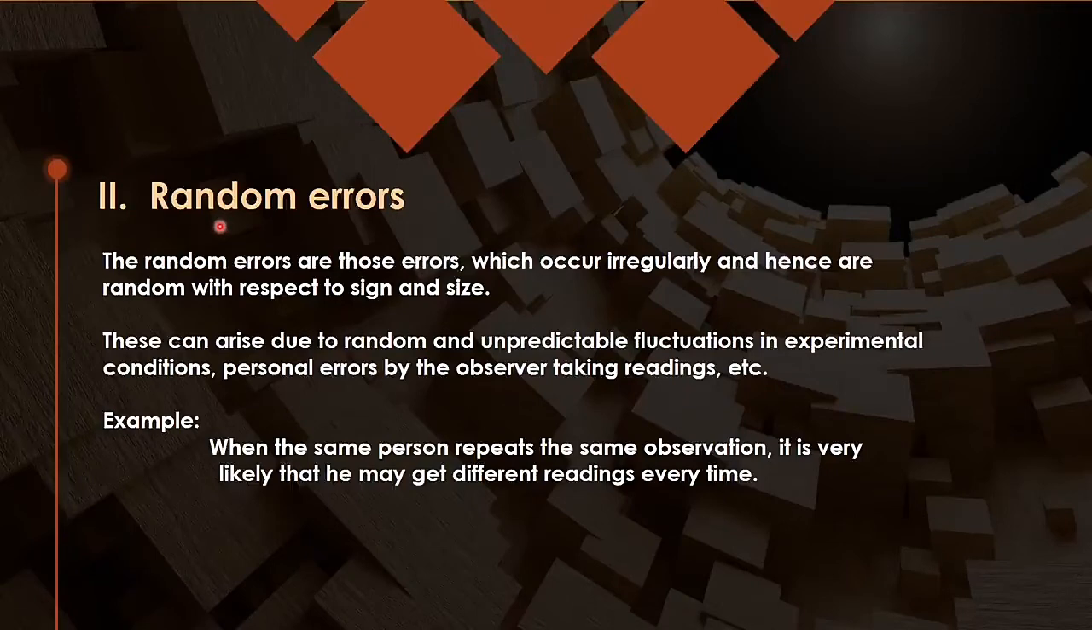Next is random errors. Random errors means they are occurring irregularly, they do not have any particular pattern. So they can occur anytime due to some unavoidable conditions that we cannot take into account. The only thing we can do is repeat the experiment under different conditions to check whether there is some error or there is no error.